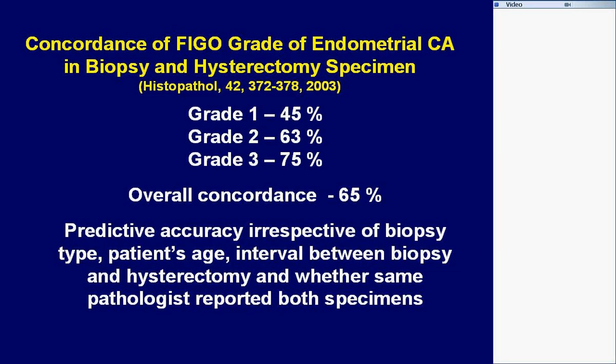And just to put you at ease, this was a study in Histopathology some years ago, looking at the concordance of FIGO grading system in biopsy and hysterectomy specimens. And as you can see, the concordance is absolutely dismal. Concordance is only 45% in grade 1, higher obviously in grade 3.